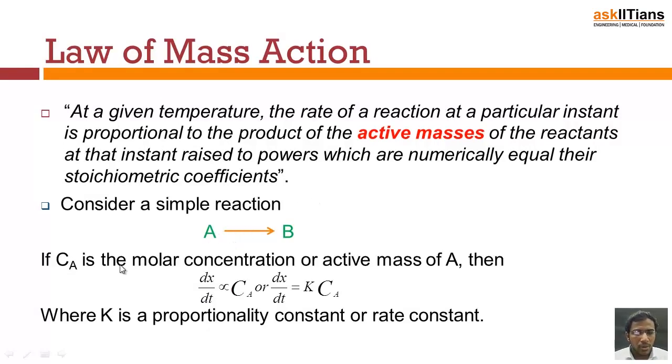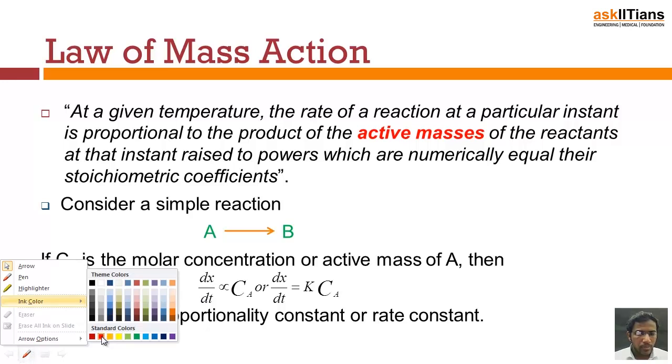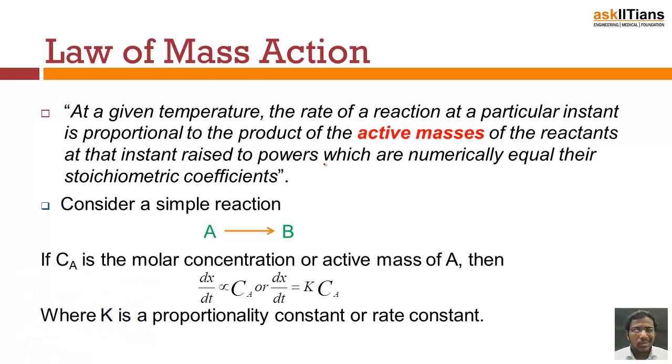Now let's discuss how the rate of reaction is related to the concentration of the reactants. The law of mass action gives the relationship between the rate of reaction and the concentration of the reactants. According to the law of mass action, at a given temperature, the rate of a reaction at a particular instant is proportional to the product of the active masses of the reactants at the same instant, which are raised to the powers numerically equal to their stoichiometric coefficients.